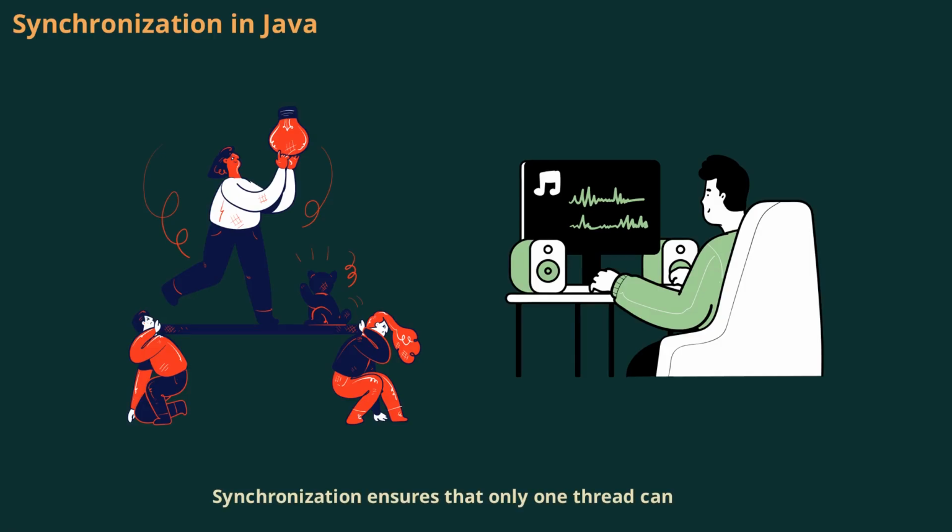Synchronization ensures that only one thread can access a critical section at a time, preventing race conditions. You can synchronize entire methods or specific blocks of code. Proper synchronization is essential for writing thread-safe Java applications.